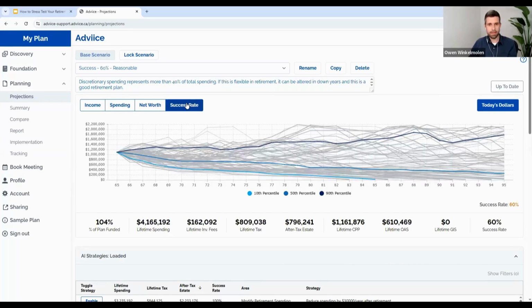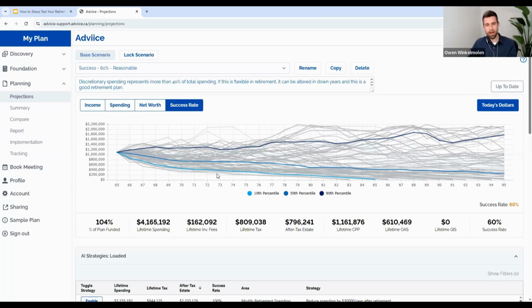Success rate is really taking the exact same drawdown plan, the same asset allocation, the same investment fees, same spending over time, every year, the different spending periods, tax liability, government benefits, and it's running it through historical periods of stock returns, bond returns, and inflation rates. And so really you get multiple paths, and every path here is one historical period. So it's like we've gone back in time. We've started retirement in 1929, right before the Great Depression.